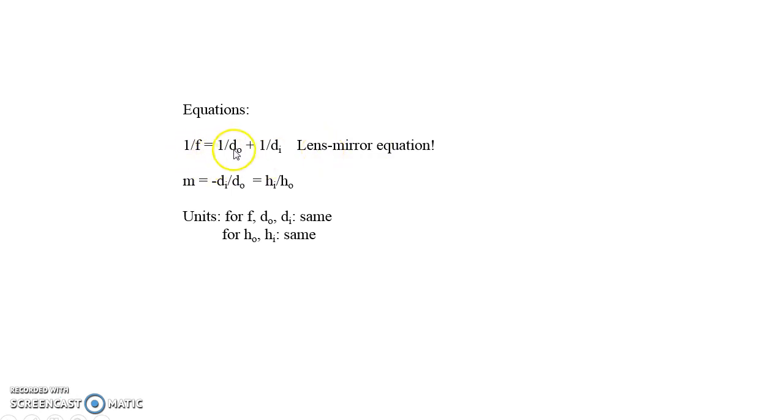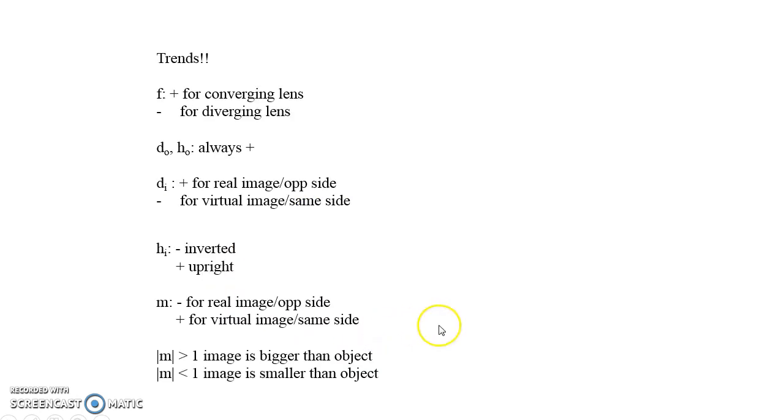So 1 over F equals 1 over DO plus 1 over DI. Magnification, exact same equation, negative DI over DO, and that's also equal to HI over HO. Remember that the units for F, DI, and DO all have to be the same as each other. The units for HI and HO have to be the same as each other, but they don't have to be the same across all five. Does that make sense? So these could be in centimeters, F, DO, and DI, and then meanwhile HO and HI could be in millimeters.